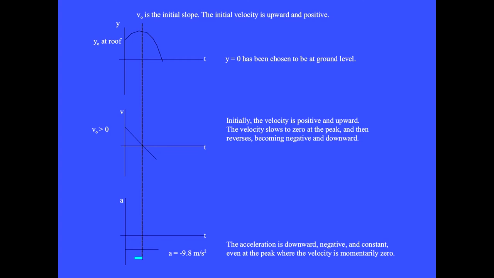Notice that the acceleration is constant at minus 9.8 meters per second squared throughout the motion. Even at the peak of the motion, when the object is at its highest point and the velocity is momentarily 0, the acceleration is still minus 9.8 meters per second squared. It's not the case that both the velocity and the acceleration are 0 during the moment that the rock reaches the peak of its height. If the acceleration were 0 then, it means the velocity would never change. This would mean that the rock would hover in midair at the top of its peak, never falling back down.